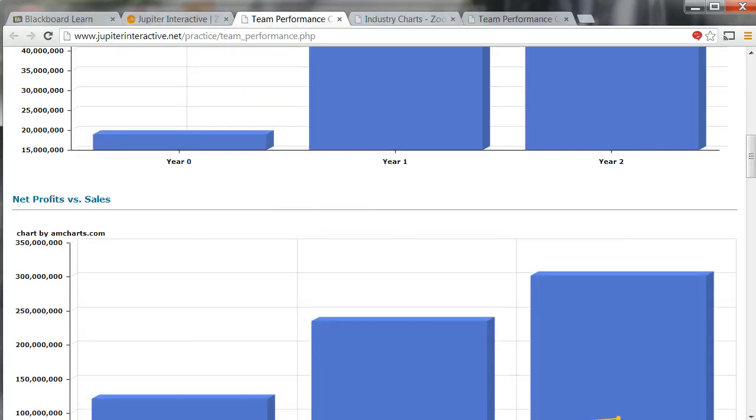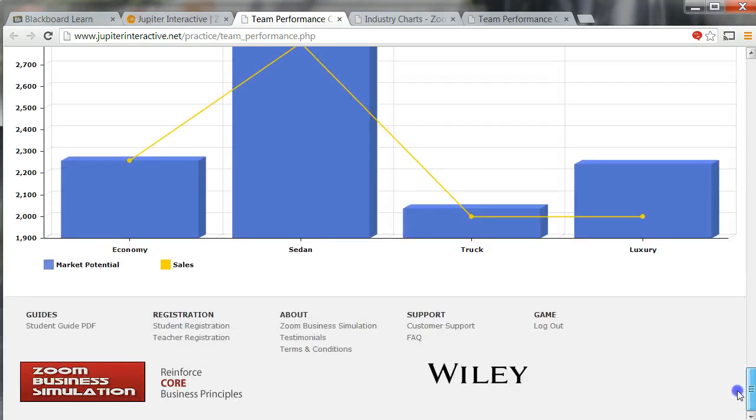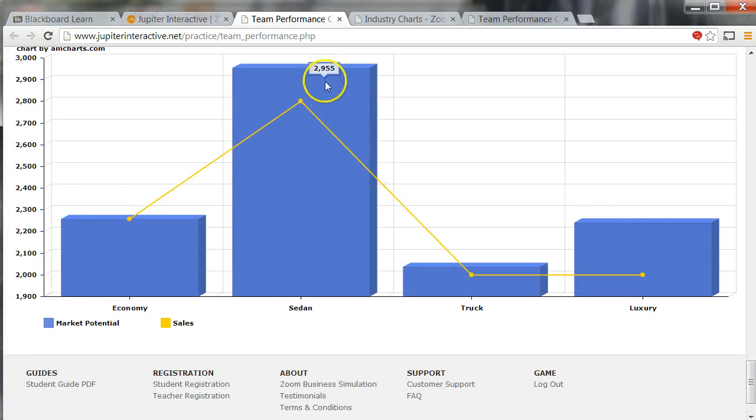So if I go down to these charts, you can see that economy, my potential was 2257, and I sold 2257, but I built 3,000 cars. So that's why I have an excess, because there wasn't enough potential in economy. However, in luxury, I sold 2,000 cars, which is exactly the number I built, but I could have sold 2,200. So I had a lot of excess demand. So this is where you kind of judge. If you see this blue bar going above your yellow bar, that means that there's more demand for your product than cars you built, and you may want to increase your forecast.